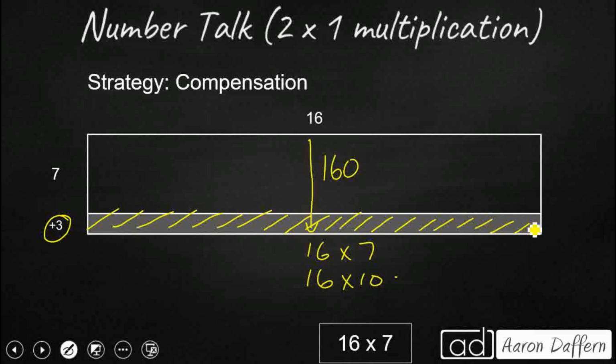So what I need to do is take away 3 groups of 16. And that 3 groups of 16, that's 48. So really it's 160 minus 48. And if you want to visualize it, we can put that right there. And that's going to get you your 112.